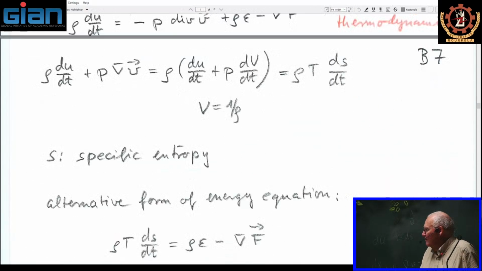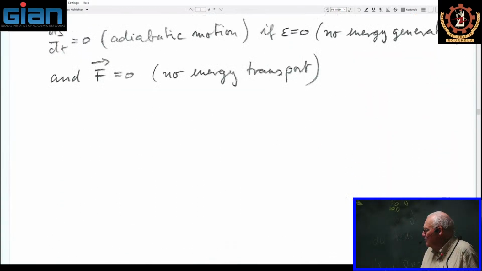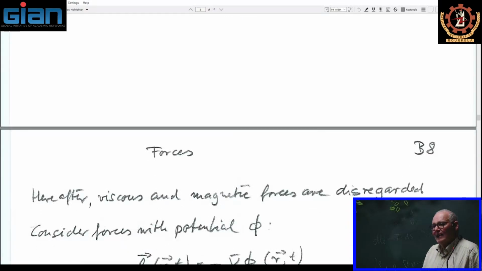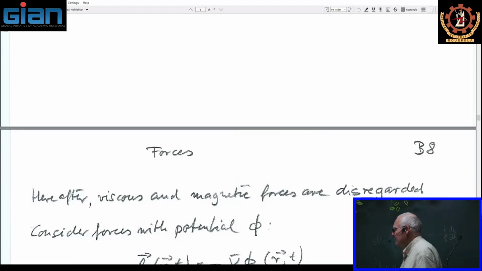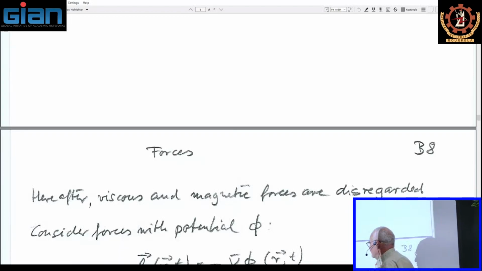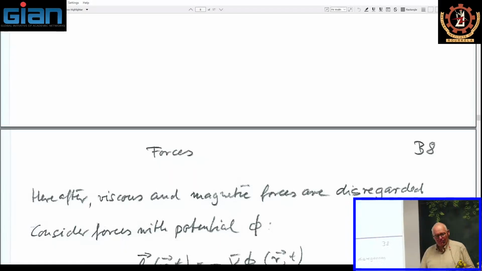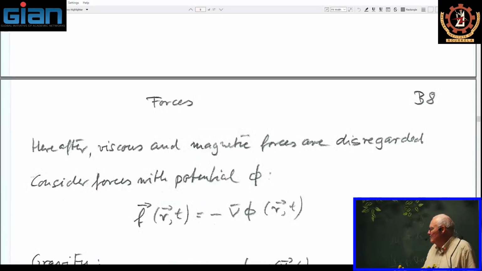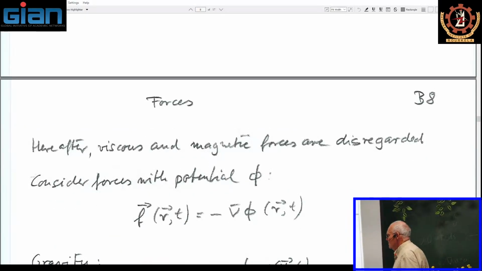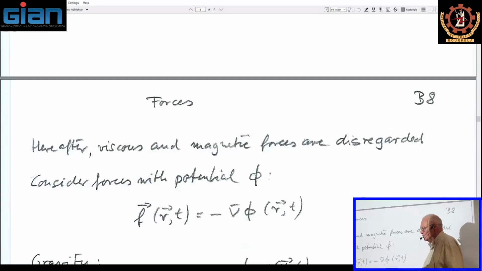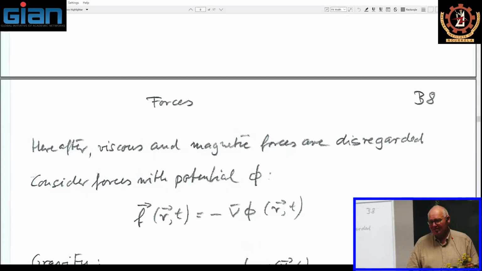Okay, so the forces which might be included in the external forces, well, we will neglect magnetic forces. We don't disregard magnetic and viscous forces, and we consider only forces which have a potential. That means forces which may be written as the gradient of some potential. So this vector field F, which may depend on the position and the time, may be written as minus the gradient of some potential which depends on position and time.